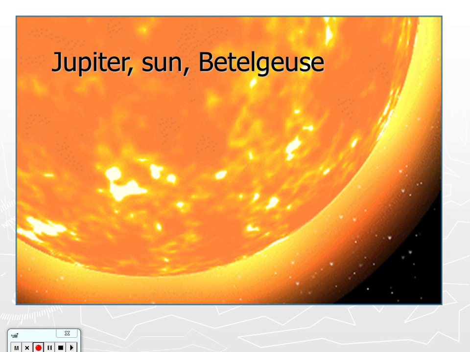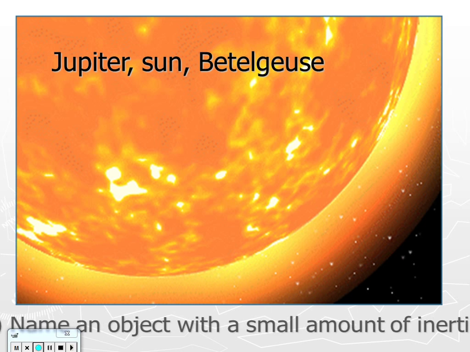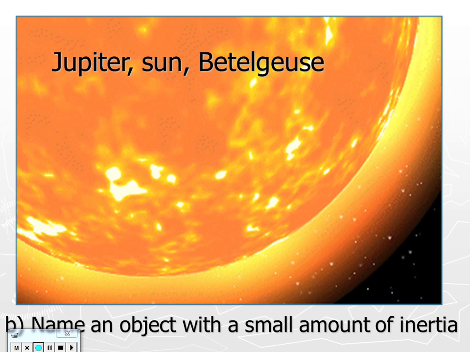So yes, those things are very, very massive, which is why they stay right at the center of the universe and they don't move, because they're massive. The Earth is less massive, but yes, a train is very massive also, in terms of things on Earth. What about an object that has a really, really small amount of inertia?